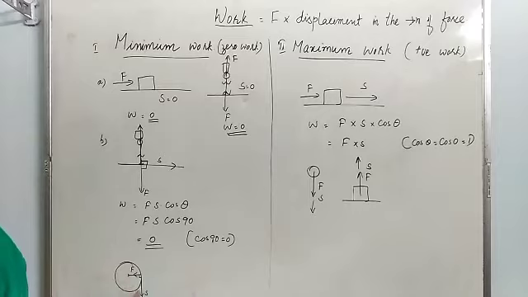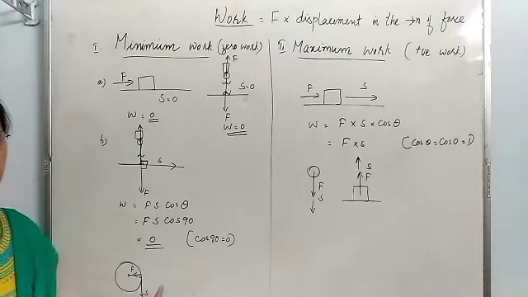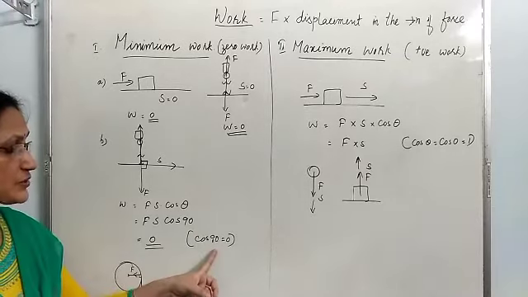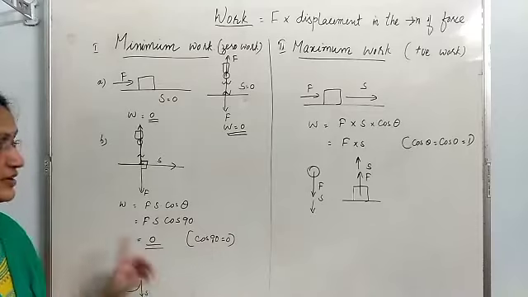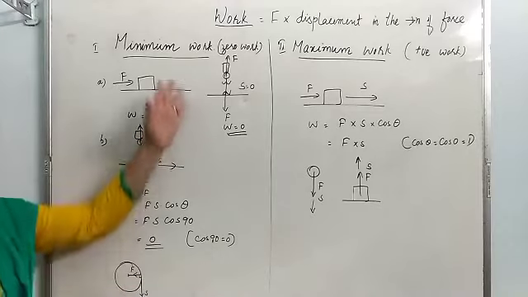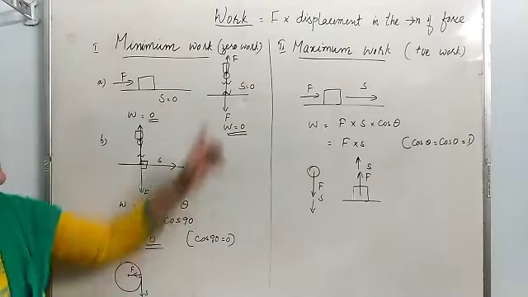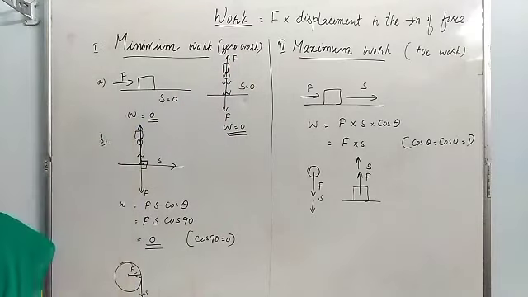Consider the example of centripetal force, which you studied in the last chapter. When a body makes uniform circular motion, this is the direction of centripetal force and this is the direction of displacement. The angle between F and S is 90 degrees, cos 90 is 0, so work done is 0. So these are the cases where 0 work or minimum work is done.